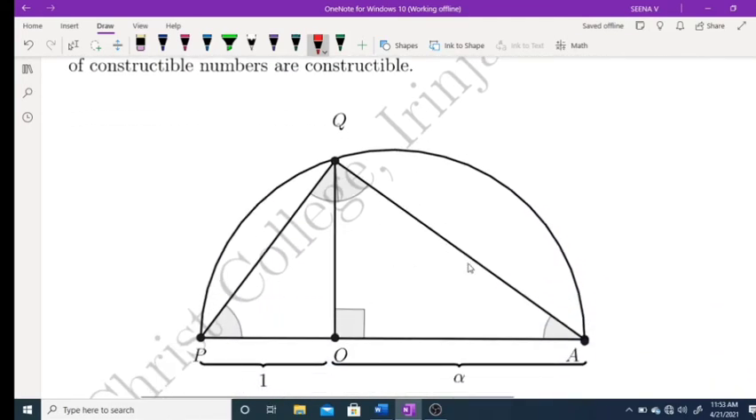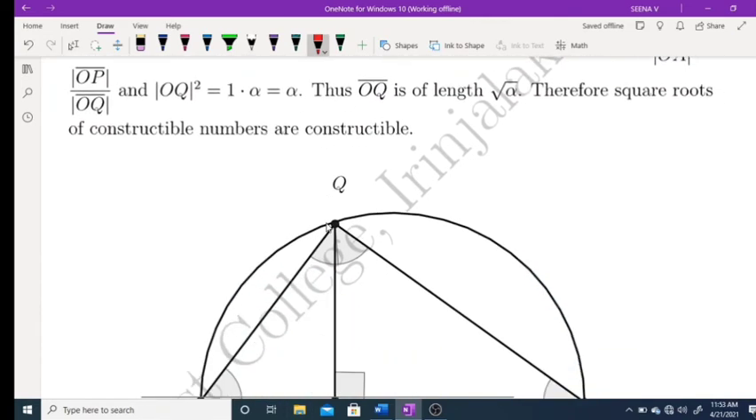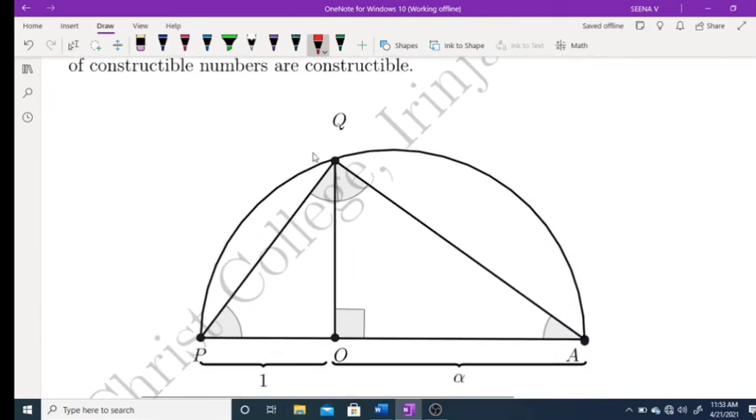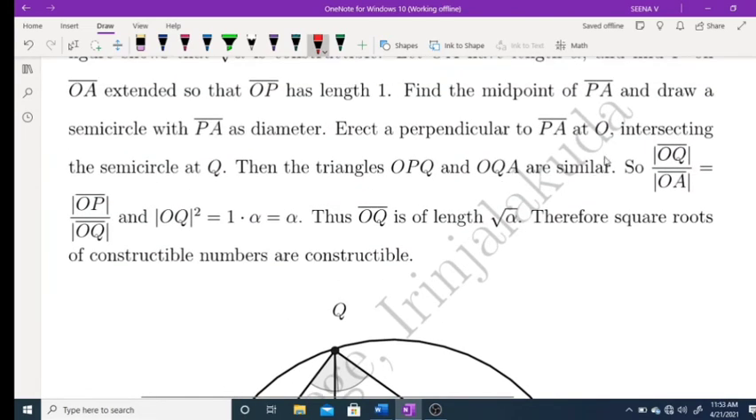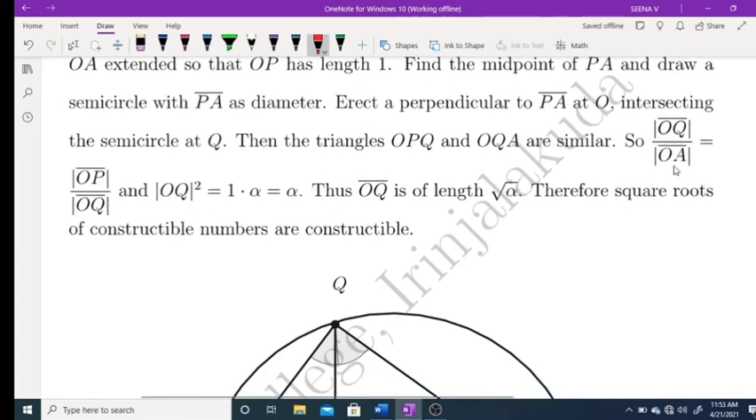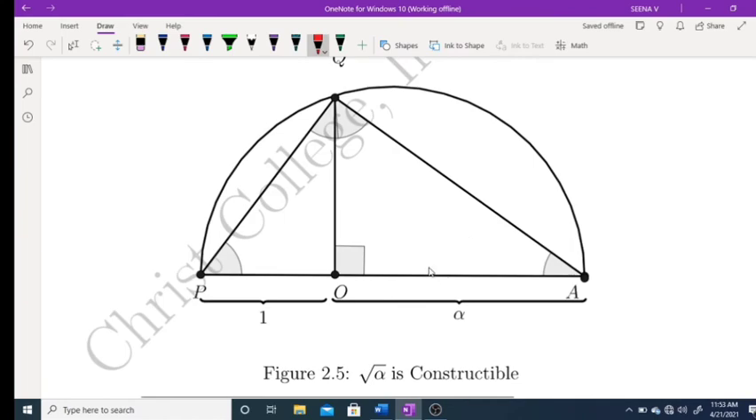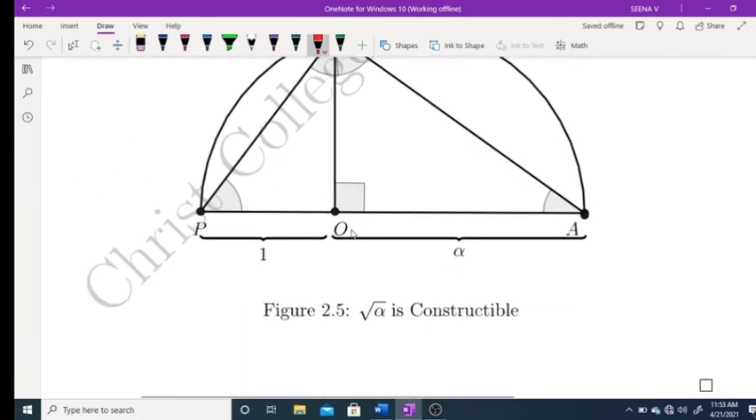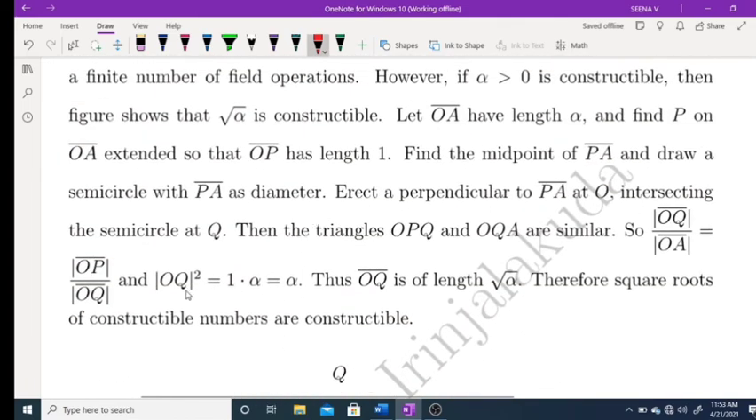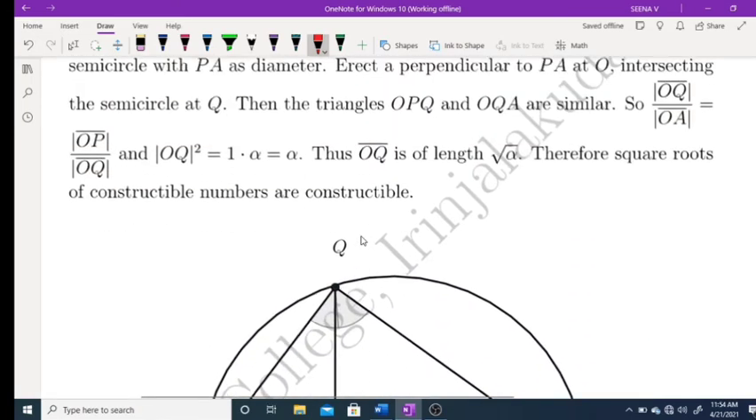OQA, and similar triangles. So mod OQ by mod OA equals mod OP by mod OQ. What is mod OQ? Mod OQ we don't know. Mod OA is alpha. Mod OP is 1. So from this, mod OQ squared equals 1 into alpha, which is equal to alpha. Therefore mod OQ is of length root alpha.